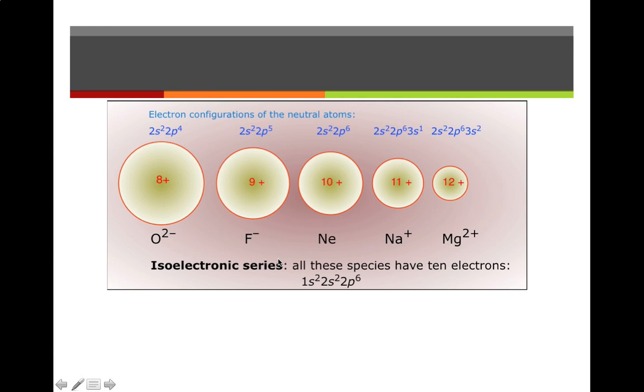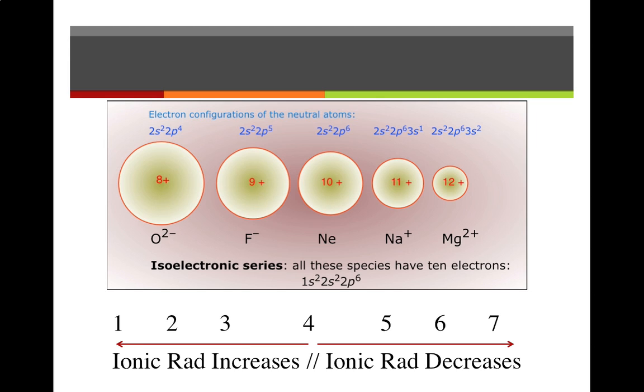Isoelectronic series would be a good definition to make on a flashcard. It just means that they all have the same electron configuration, even though they have a different number of protons and they all have different charges. We can see that the ionic radius is increasing as we go from the middle of the periodic table over to the alkali metals. And as I go from that middle, that fourth group where carbon is, over to the halogens, I can see that my ionic radius decreases. So this would be another good trend to memorize.